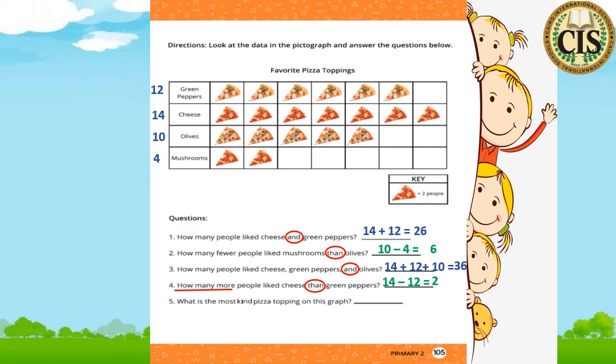The last one. What is the most kind pizza topping on this graph? Most means greatest. Okay? So we will find the cheese has the most kind pizza topping on this graph.